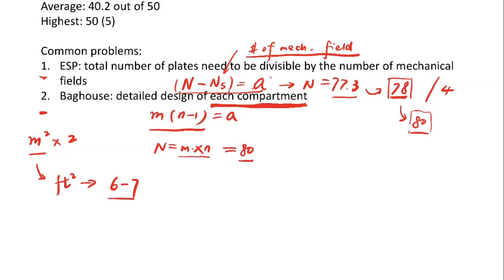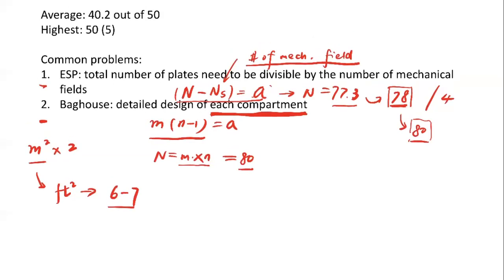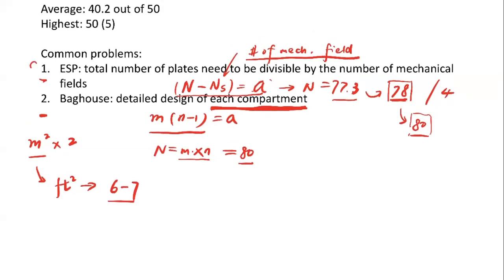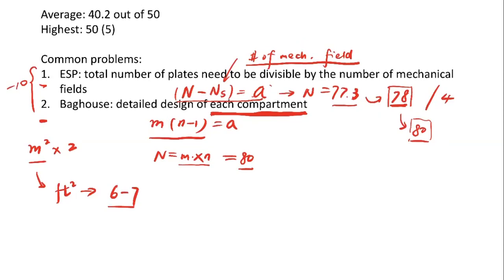I think most of the problems are due to these two. Generally we deduct around 10 points for these two problems added together. So that's probably why the average score is around 40. Okay. So if you have additional questions on the exam, feel free to email me. We can schedule an office hour to go through the questions there.